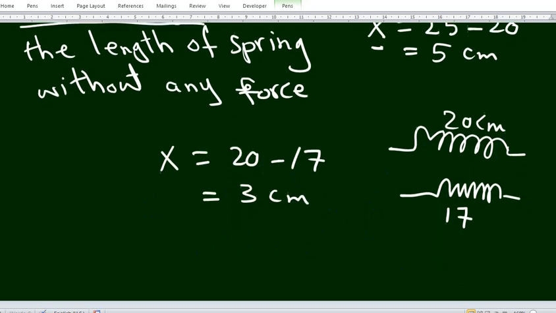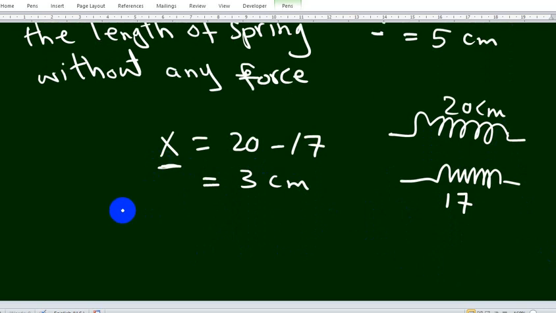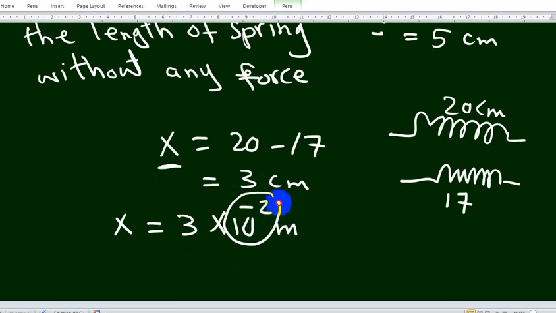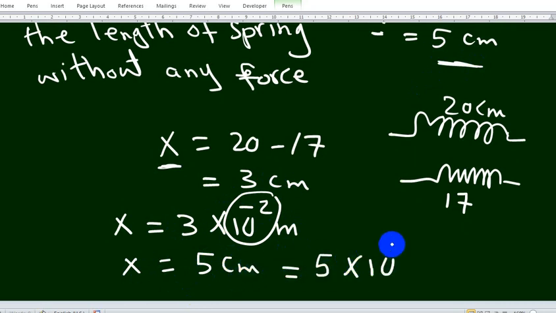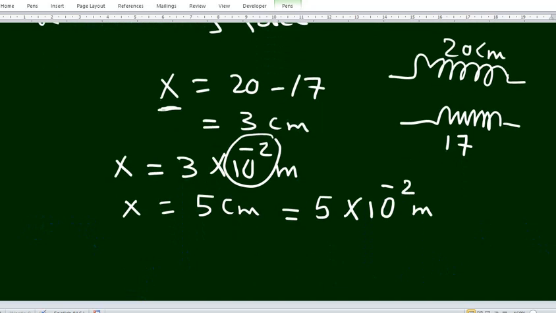But pay attention here that x should be in meters. So x in this case will be 3 centimeters times 10 power negative 2 to become in meters. To convert from centimeter to meter, times 10 power negative 2. In the first case, x here equals 5 centimeters, it would be 5 times 10 power negative 2 meters. Okay, clear? So the distance here should be in meters.